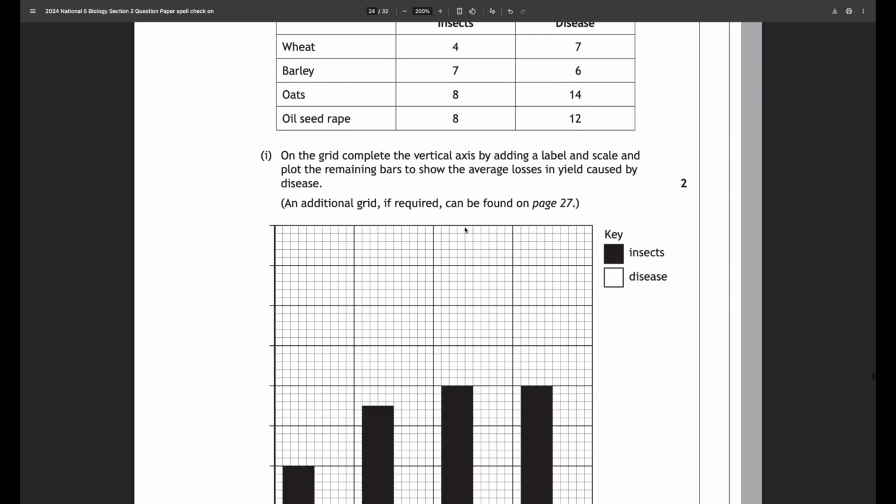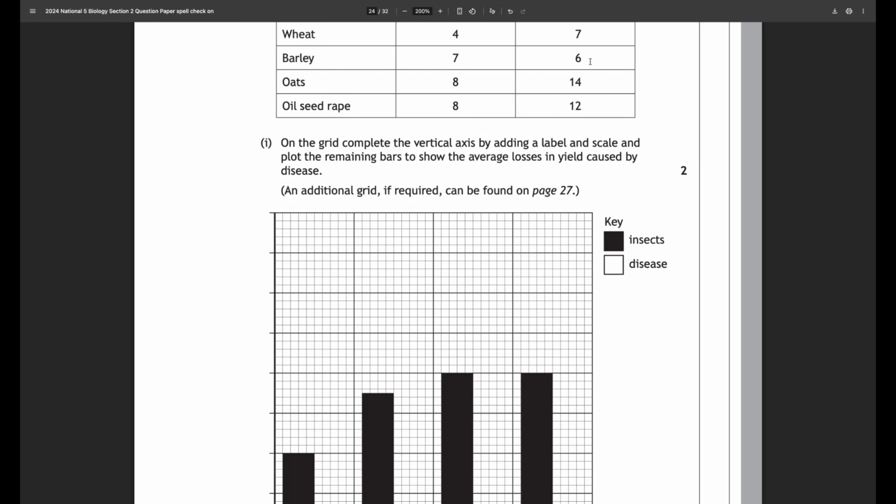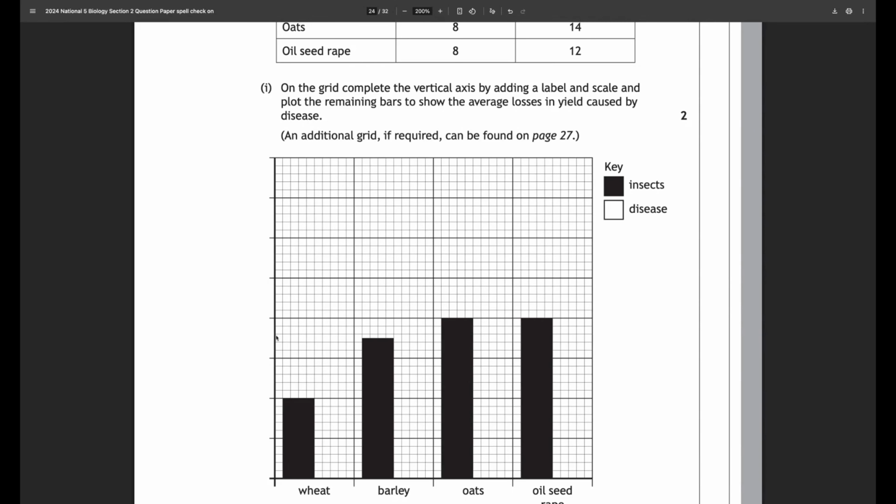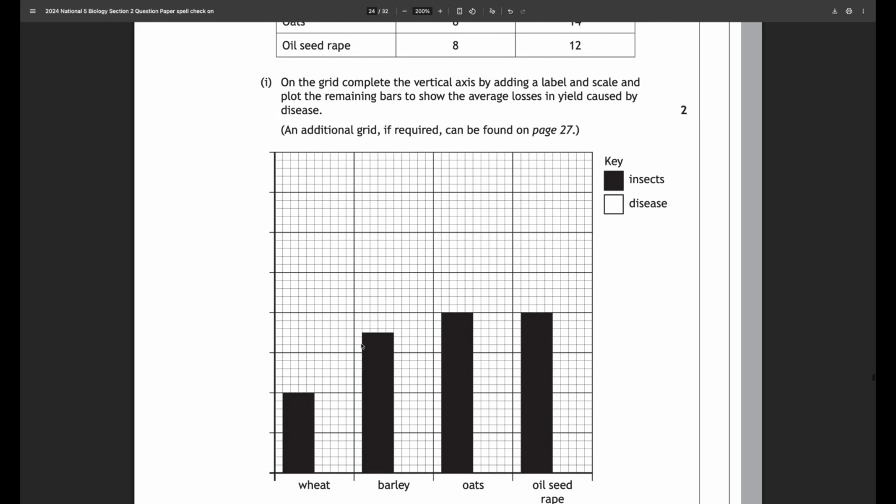In terms of the disease, we can see there's a couple of trickier ones. The 6, the 14, and 12 should be fairly straightforward because they're dead on the line, but the 7 is halfway between a line because there's no line there for 7. So that'll be halfway between our 6, which will be here, and our 8, which will be here. So we're wanting to do a line for the 7 value, which is for wheat. Okay, so that bar will be around about here, right on the halfway point between the 6 and the 8.